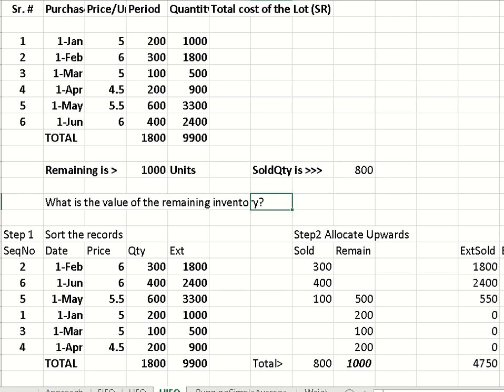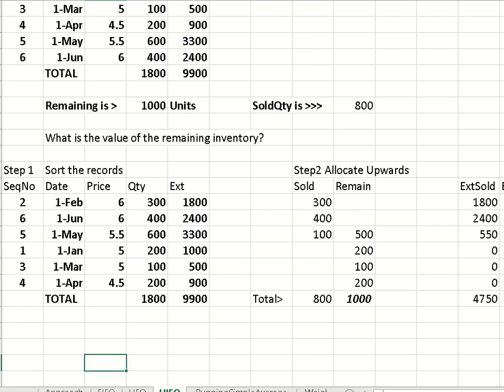So what is the value? What is the value of the 1,000 units there, if you are using high price first? So first, we now sort it based on this, and then we allocate now the items sold, or allocate upwards. So we have this upward. So now we have 1,000.